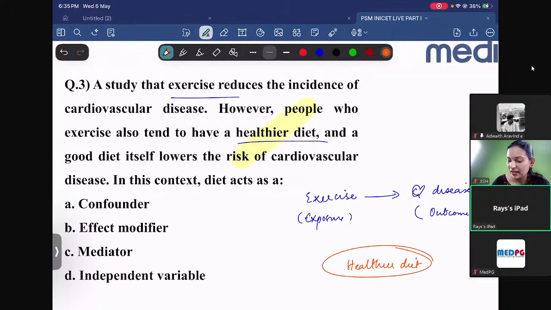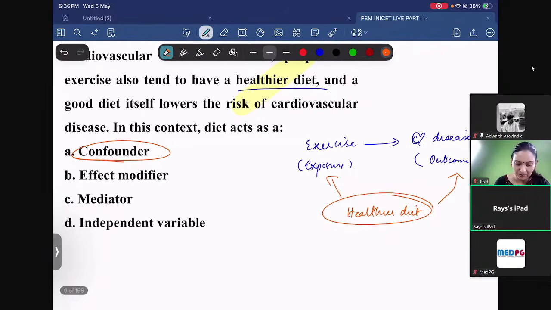So people who exercise tend to take a healthier diet. You agree with me? Yes. So exercise and healthy diet are related, right? And obviously, if you are taking a healthier diet, you are going to decrease the chance of developing a heart disease or a cardiovascular disease. So your diet is also related to your heart disease. Yes. So what is this third variable we are talking about? It is what you call a confounder. So the answer here is confounder.